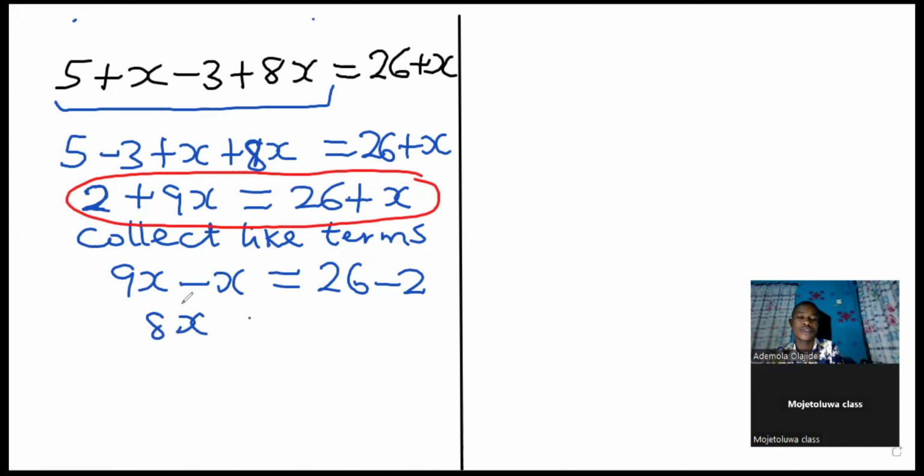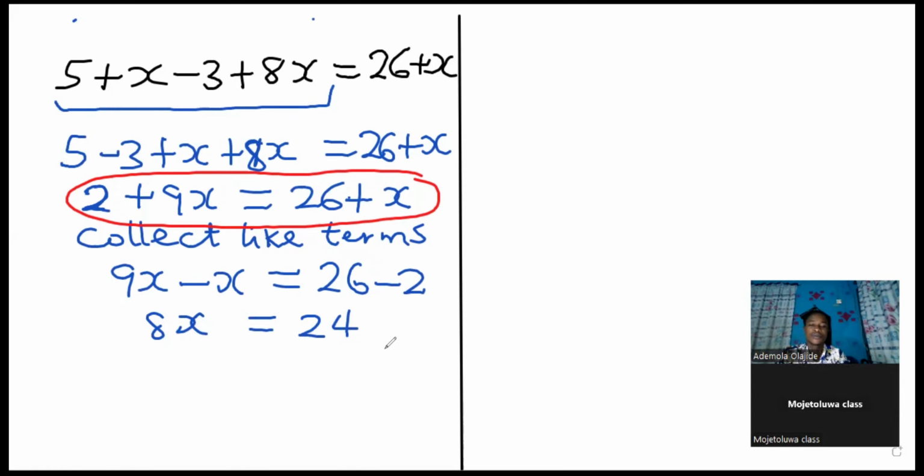Then you write your equal sign. The equal sign you always have in between the two expressions, or rather in between the two sides. So 26 minus 2 is 24. At each stage, you must know what to do. So at this stage now, what do we do? If you have 8x equals to 24, what do we do?